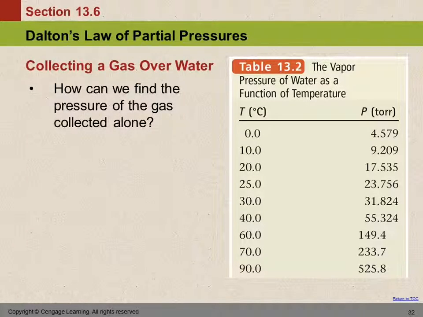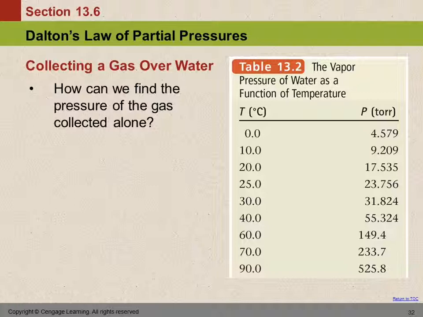So we were talking about Dalton's law of partial pressures, collecting gas over water. When we collect a gas over water, we get a mixture of the gas we're collecting and the water vapor because water evaporates. And the pressure exerted by the water vapor is called the vapor pressure of water. The vapor pressure of water depends on the temperature.